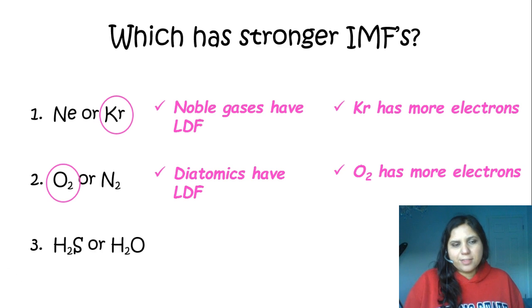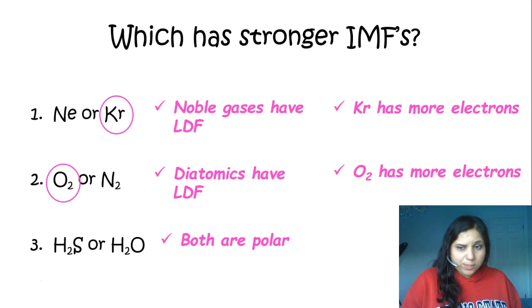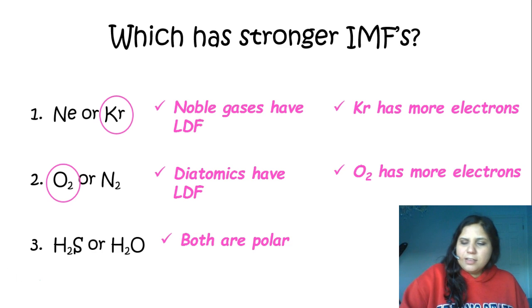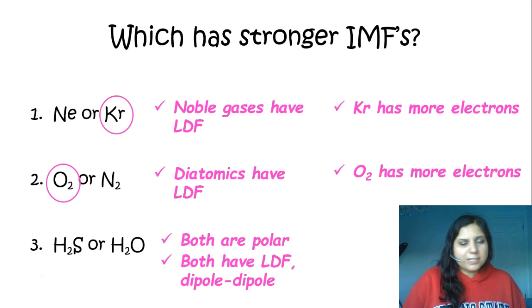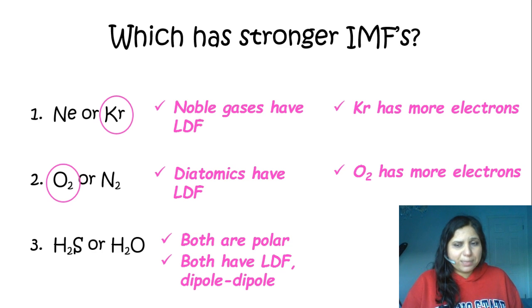Okay, H2S or H2O. If I draw these out, they have similar structures. They both have a bent shape, and so bent is not symmetrical, and therefore both of these are polar molecules. All right, so both are polar. Both, therefore, since they are both polar, have London dispersion and dipole-dipole forces. London dispersion because everything does, dipole-dipole because they're both polar.